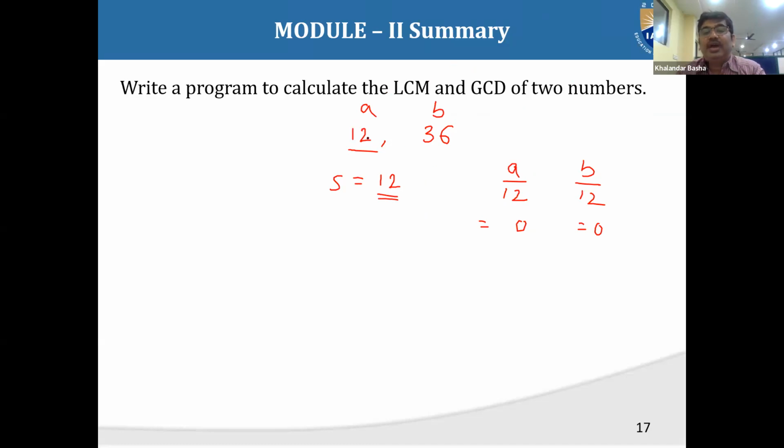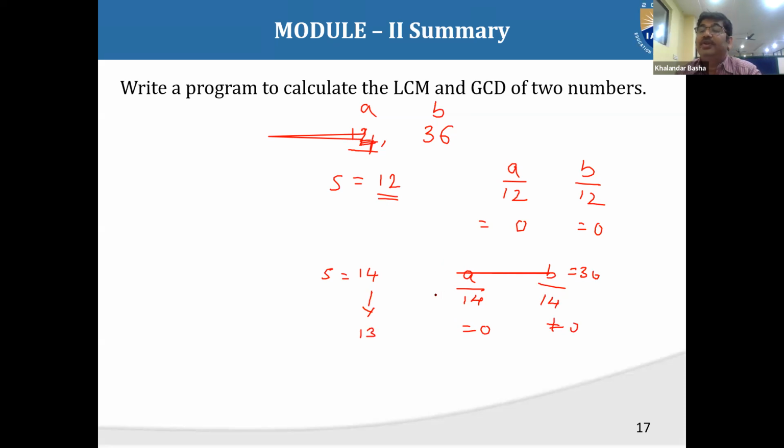Suppose here I have 14 instead of 12. So then the smallest number we're going to get is S equivalent to 14. So now A will be divided with 14, and B will be divided with 14. When you divide A with 14, here we are going to get the remainder equivalent to 0. When you divide 36 by 14, it is a non-zero value. So we can't take 14. So then we go for 13, then we go for 12, 11. Till this point, it will be executed.